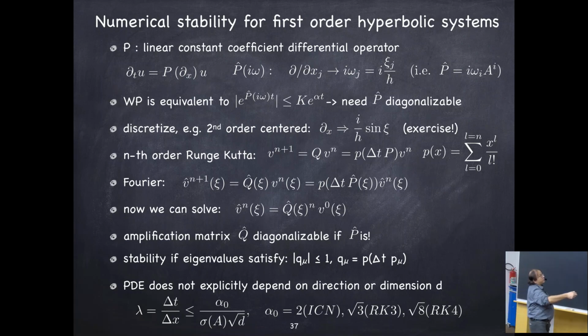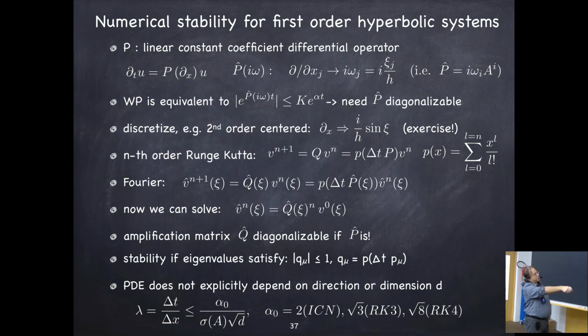And it turns out if your partial differential equation does not explicitly depend on the direction or which dimension it is, which usually the kind of equations that we have don't, then this Courant factor, lambda equals delta t by delta x, satisfies an extremely simple relation. It's a ratio of some alpha 0, which is a number that simply depends on your integrator. For each integrator, you can calculate this. So this is ICN, iterative Crank-Nicolson. It was extremely popular for a decade or so in numerical relativity. Don't use this. You don't even have to know what that is.